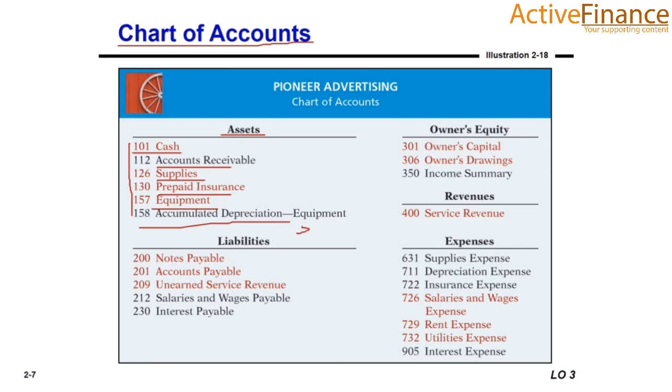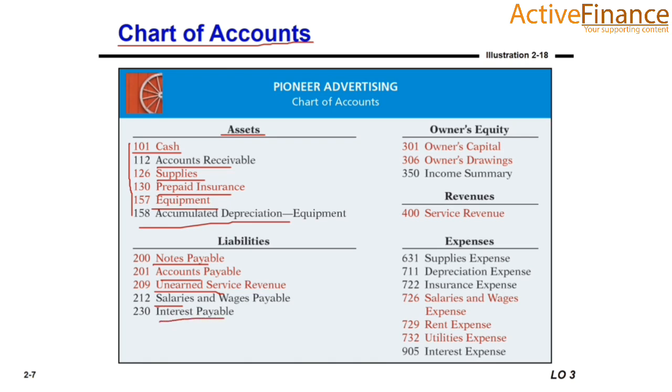So don't be confused about these accounts; you will learn them in coming chapters. Here you just learn about the chart of accounts. In the liabilities accounts, we provide notes payable, accounts payable, and unearned revenues. Unearned revenue is when we have received the revenue but haven't yet performed the services. And we provide salaries and wages payable, interest payable, etc.